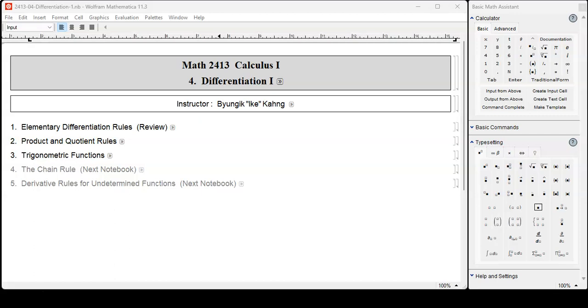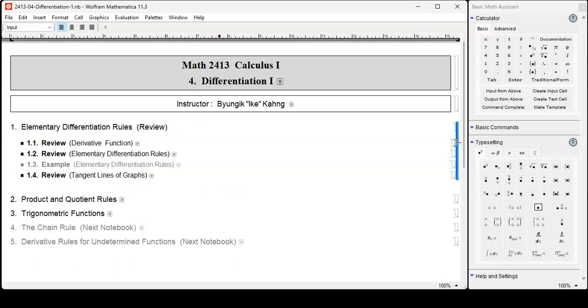What is differentiation? To differentiate is to find a derivative, either finding a derivative value or the derivative function. It's a verb. And the differentiation is the noun form of the same verb. So basically, we're using the derivative formulas. Remember these?